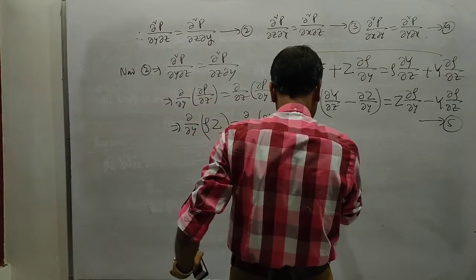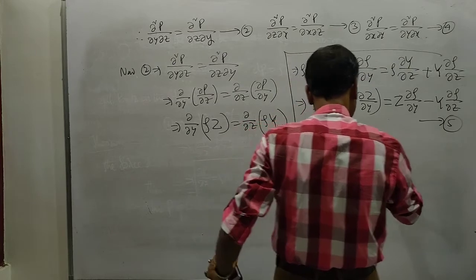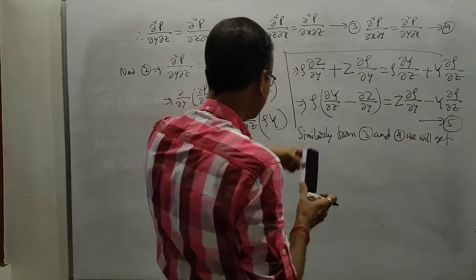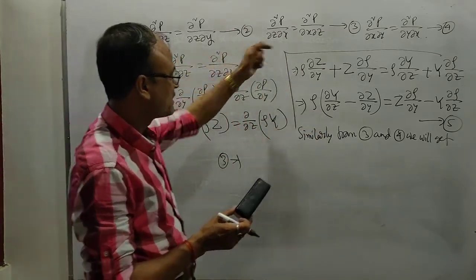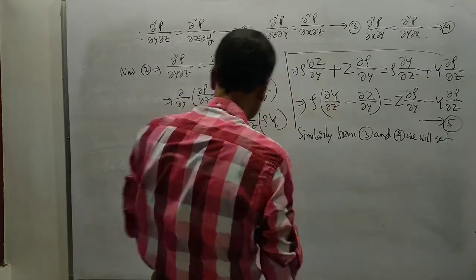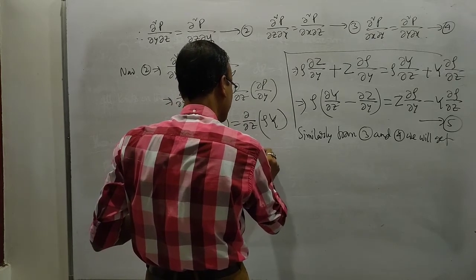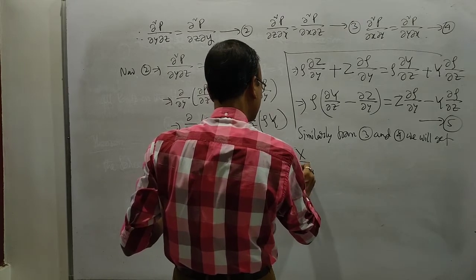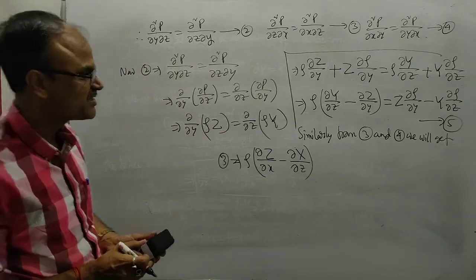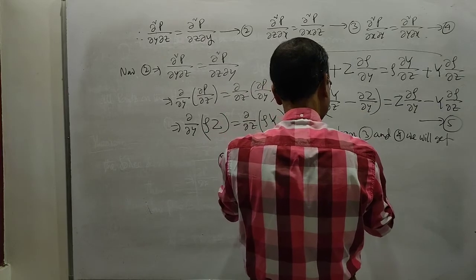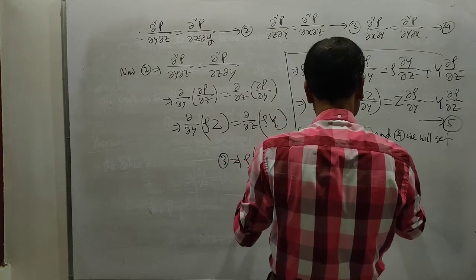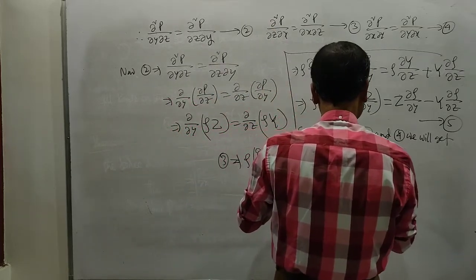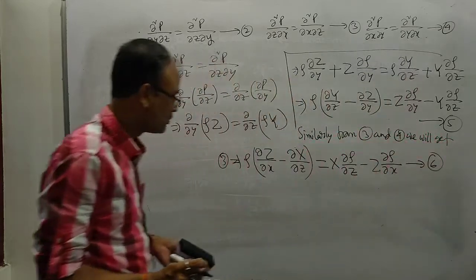Similarly, from 3 and 4 we will get. From 3 you will definitely get rho (∂X/∂z minus ∂Z/∂x) equal to Z ∂rho/∂x minus X ∂rho/∂z. This is number 6. From 3 you will get this one.